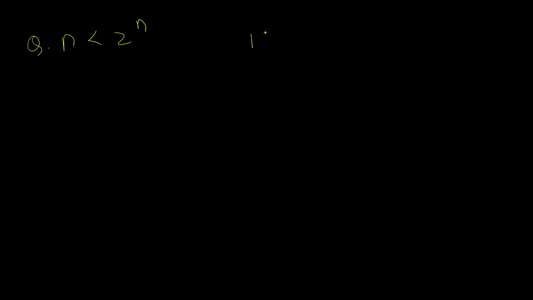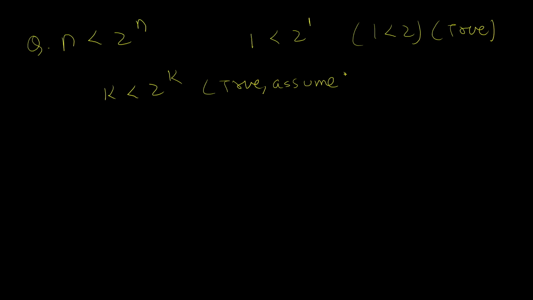So if I plug in n equals 1, I can see that 1 is less than 2 to the power 1. The basis is pretty simple, and in my inductive premise, I'm going to assume that k is less than 2^k is true. And I need to somehow be able to prove that the fact is also true for k plus 1. So I need to prove that k plus 1 is also less than 2 to the power k plus 1.